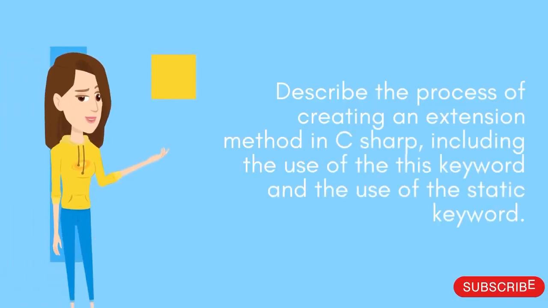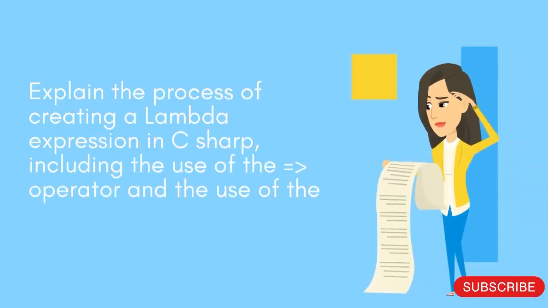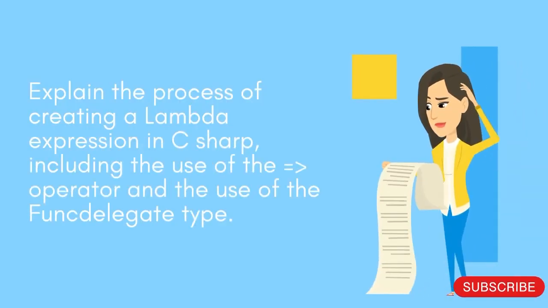Describe the process of creating an extension method in C#, including the use of the this keyword and the use of the static keyword. Explain the process of creating a lambda expression in C#, including the use of the equals-greater-than operator and the use of the Func delegate type.